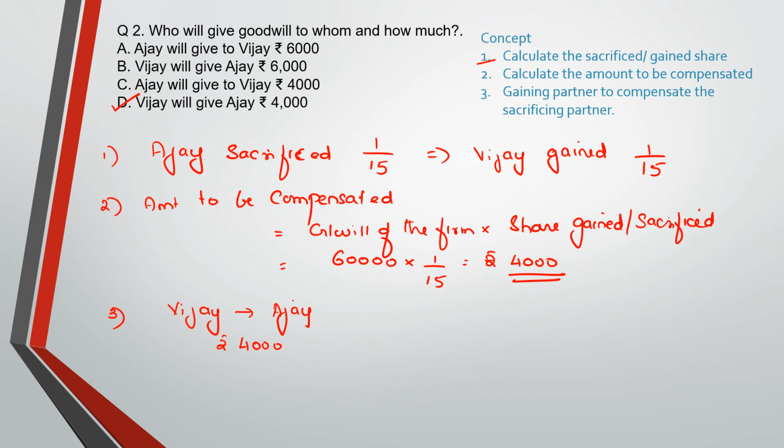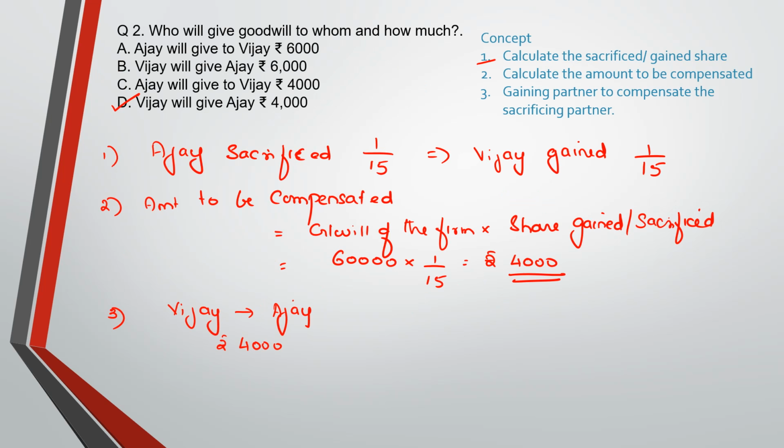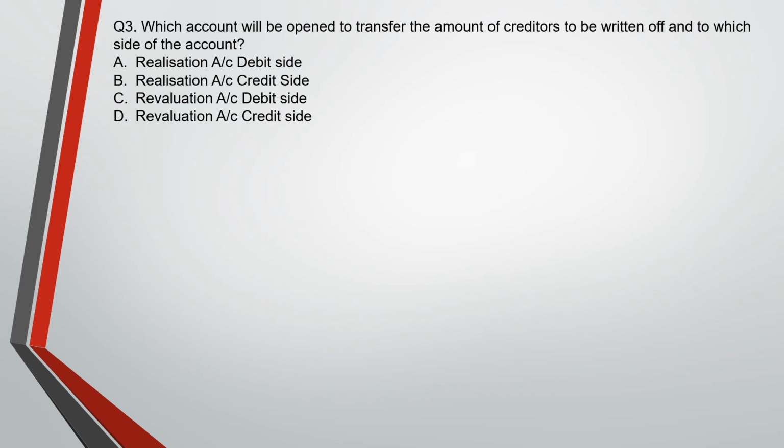And for all this, first you have to find out who has gained and who has sacrificed. For that, I've already discussed the formula: old profit sharing ratio minus new profit sharing ratio will give you the sacrificed share. So let us move on to the next question. The third question we have is, which account will be opened to transfer the amount of creditors to be written off and to which side of the account?